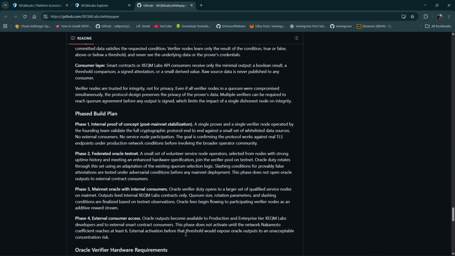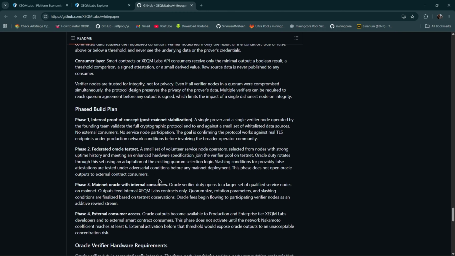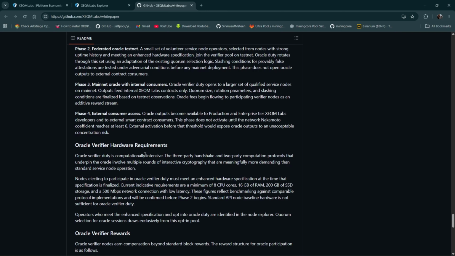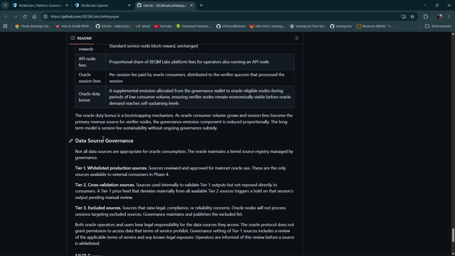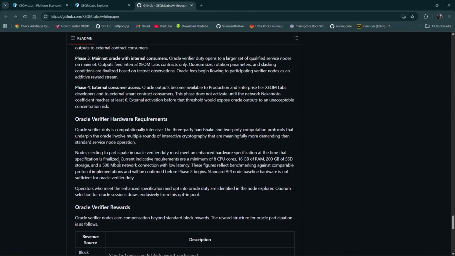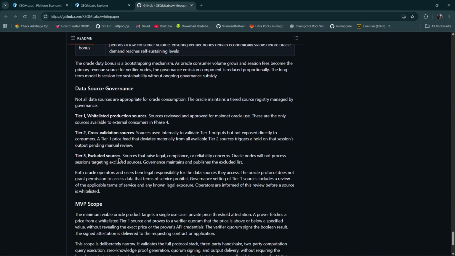I'm really bullish on this project, reading the white paper and the vision. So, Oracle verifier hardware requirements: 500 Mbps network connection with low latency, 8 CPU cores, 16 GB of RAM, 200 GB of SSD. Yeah, so you will also need API nodes for that. Obviously, these are the things that we have already discussed and saw in the first part also.